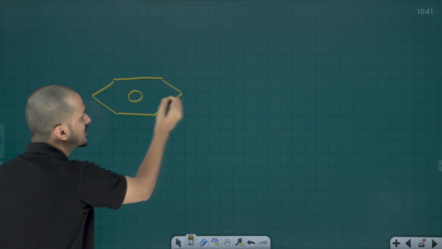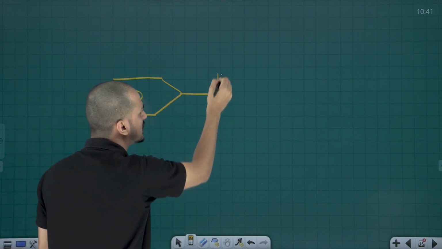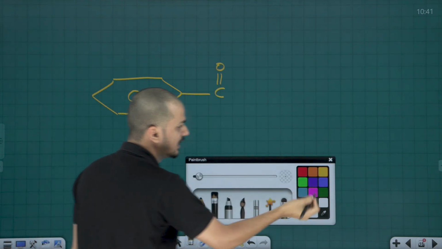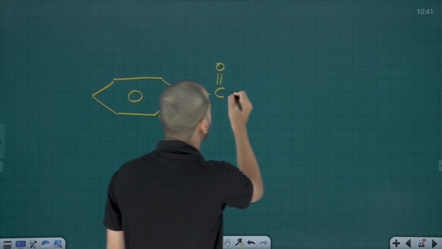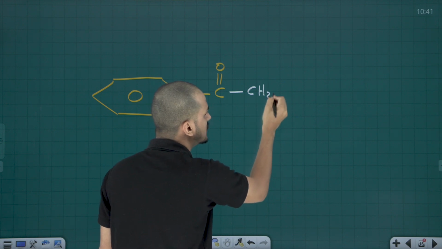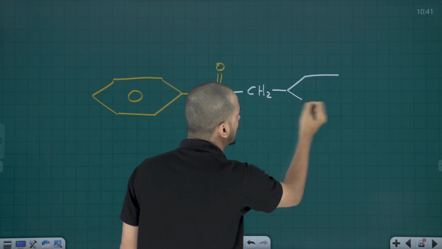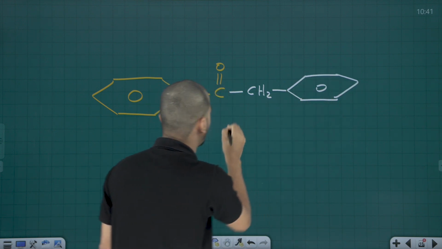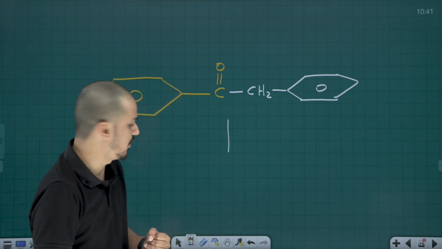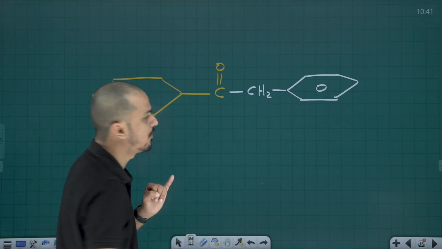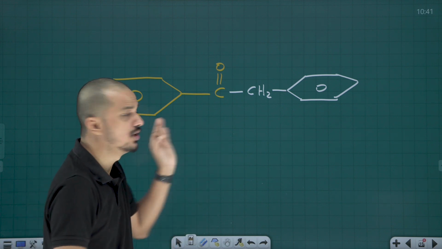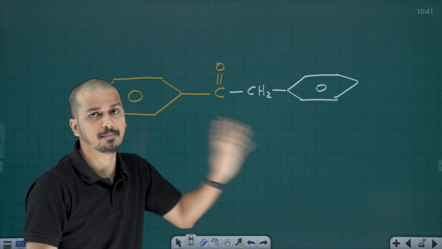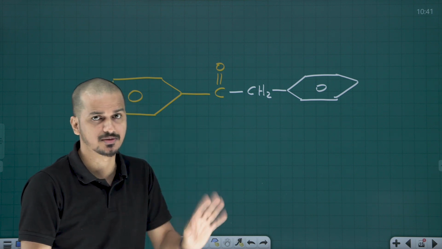See this benzene ring that is connected with the C double bond O. Then another benzene ring is there, connecting with the CH2. Here another benzene ring is there. That is what you are treating with bromine and FeBr3. So once you treat with bromine and FeBr3, that Br plus is going to substitute in that benzene ring. That is electrophilic substitution.